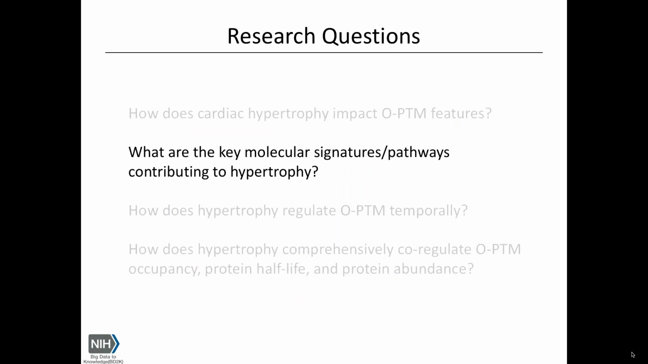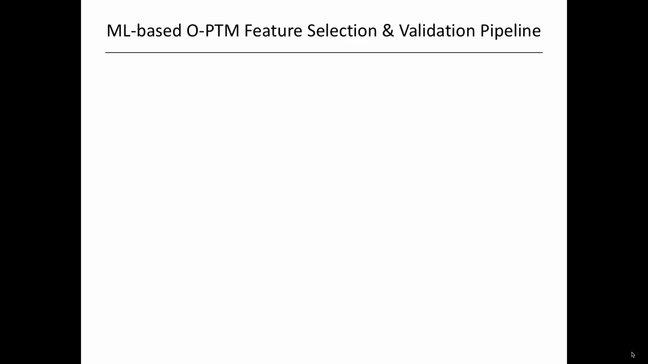So now that we examined the overall changes in O-PTM features, which are triggered by cardiac hypertrophy phenotype, we progress to our next question on what key molecular signatures or pathways may contribute to hypertrophy, or may indicate contributions to hypertrophy. So to answer this question, we employed an ML-based O-PTM feature selection and validation pipeline.